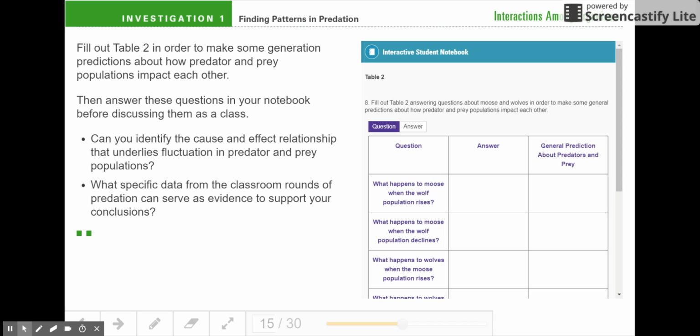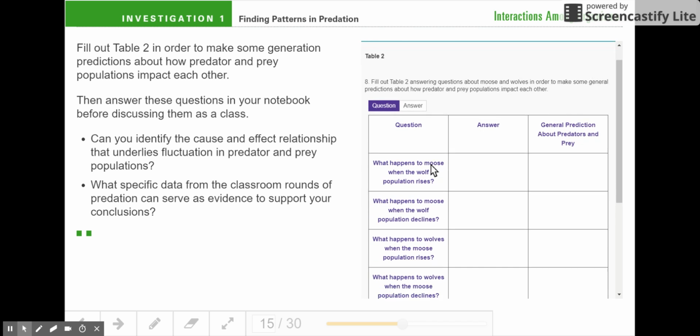Yesterday, we looked at how moose and wolves, both examples of predator and prey, interact in an environment. Today, we're going to think about what that data shows us and how we can make predictions about predators and prey based off what we saw about moose and wolf populations.